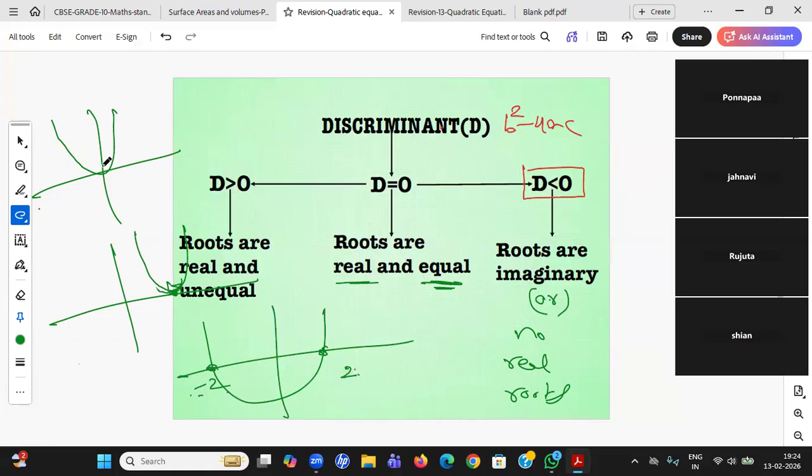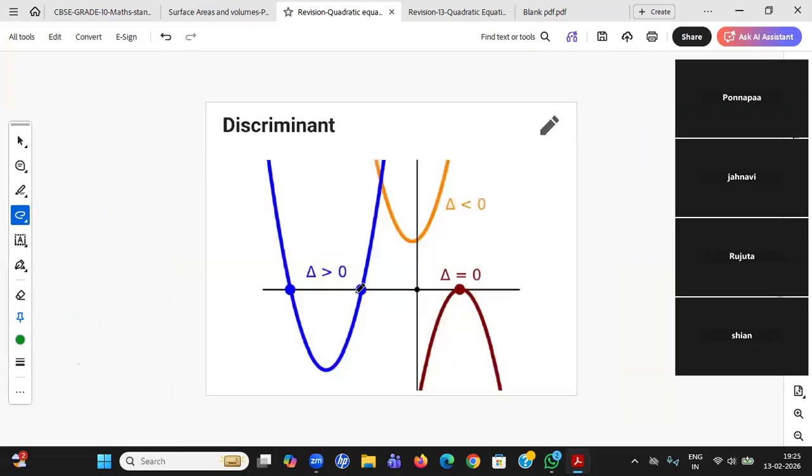Okay, so for these three cases, whether you have roots or not, there is no requirement to do the entire formula. Just find b square minus 4ac. By that you can say whether you have real roots, imaginary roots, or if there are real roots, they are equal or unequal. So this is the whole concept of discriminant.